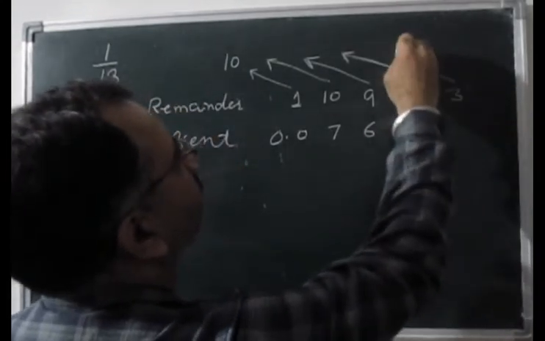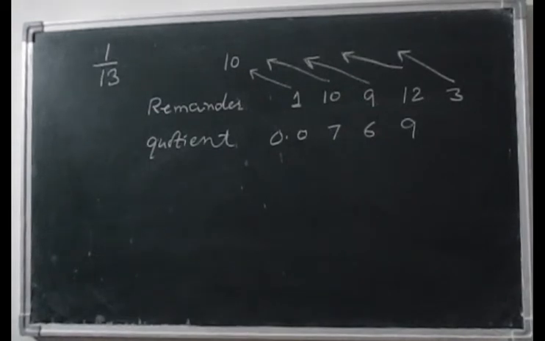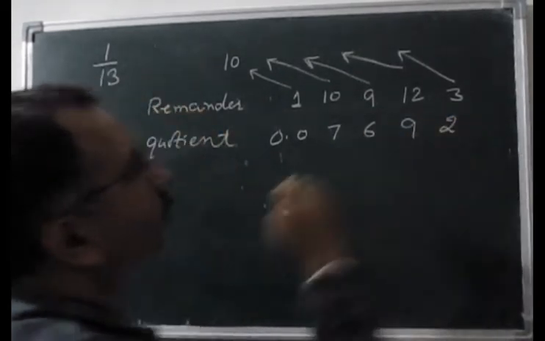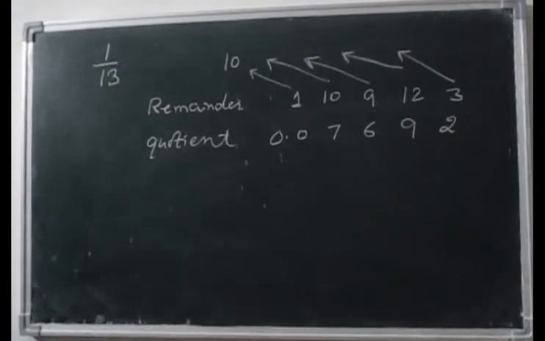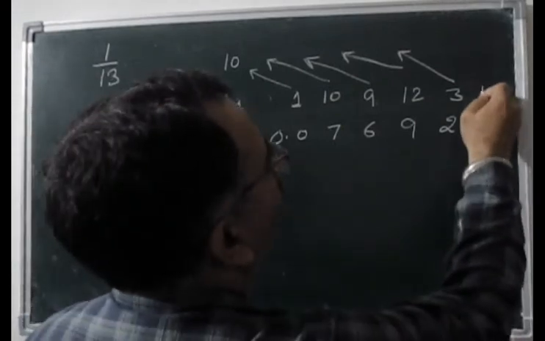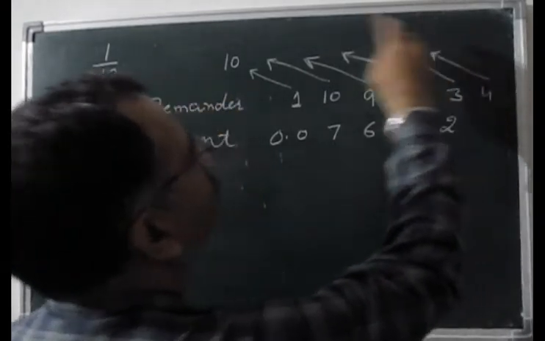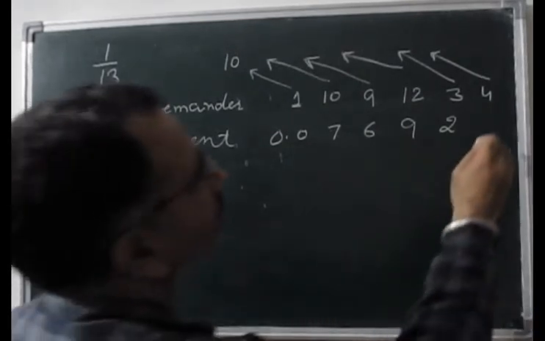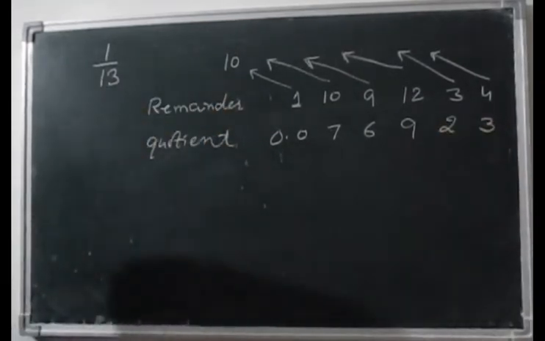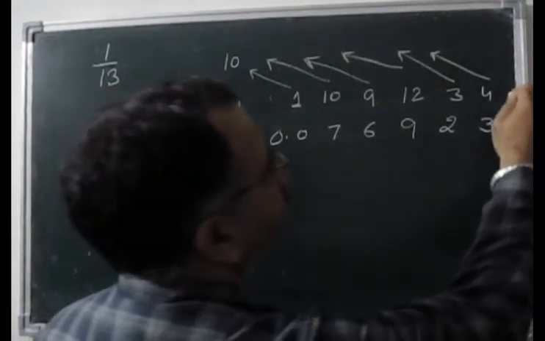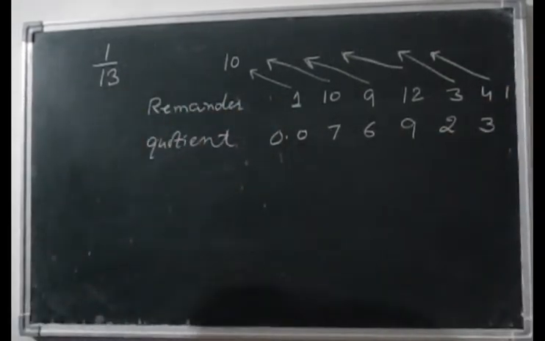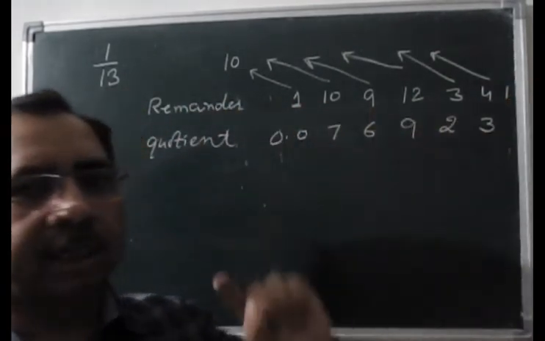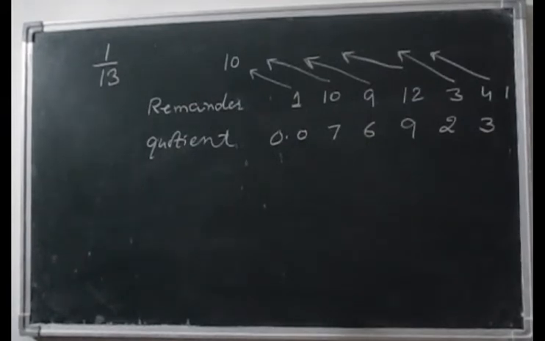So 3 into 10, 30. 13 twos are 26. 30 minus 26 is 4. Multiply 4 by 10, 40. 13 threes are 39, and 40 minus 39, remainder is 1. Now 1 has reoccurred, so stop here.